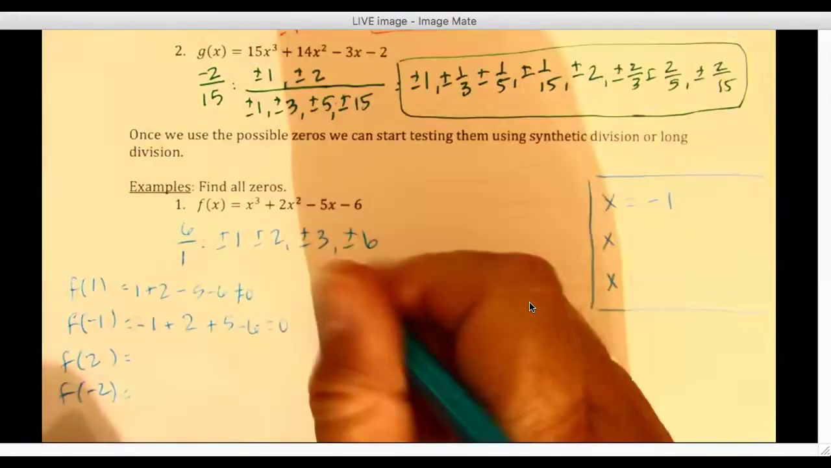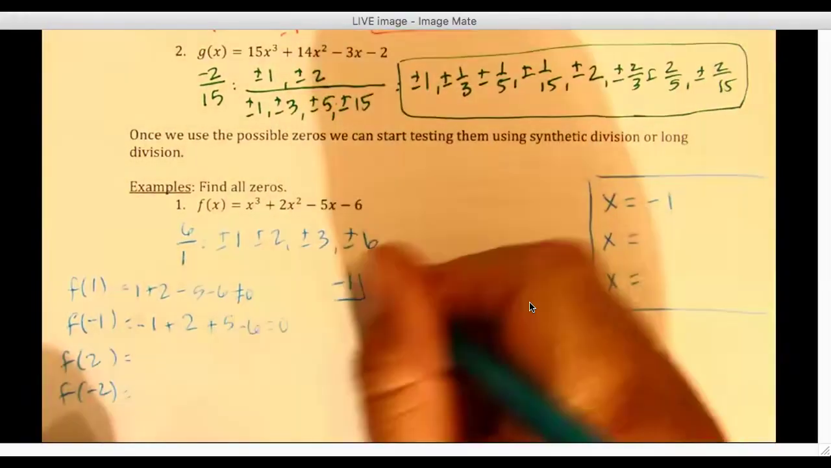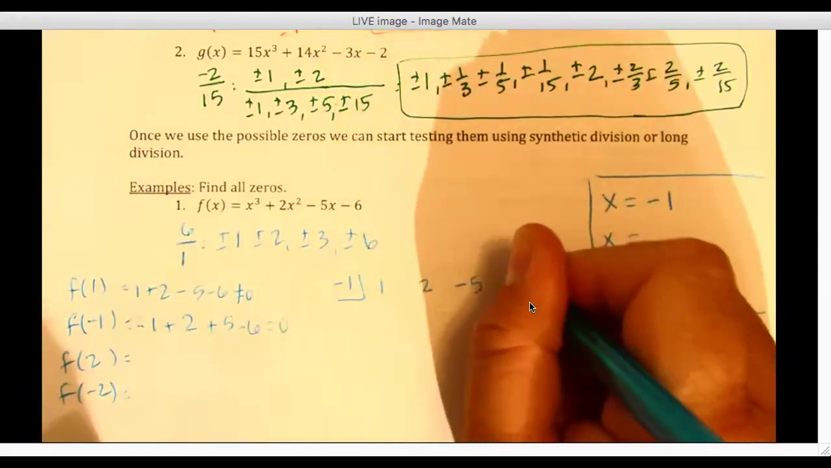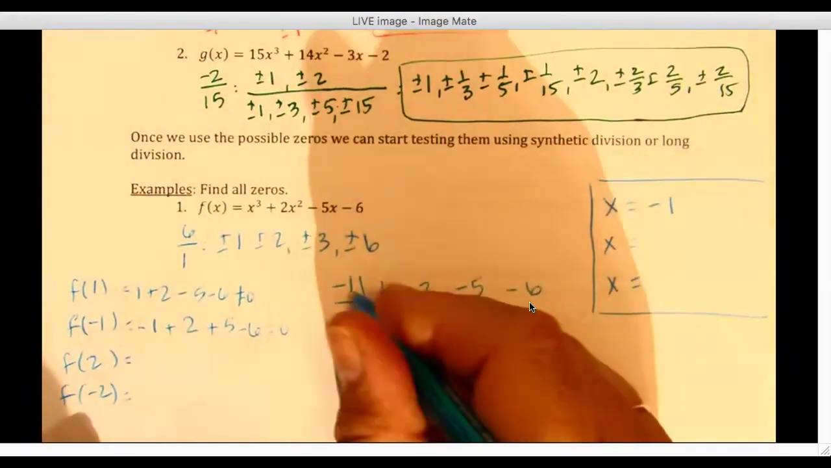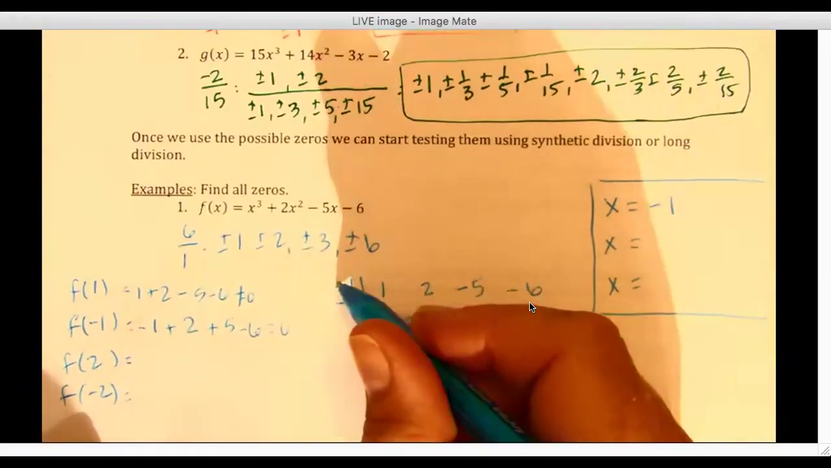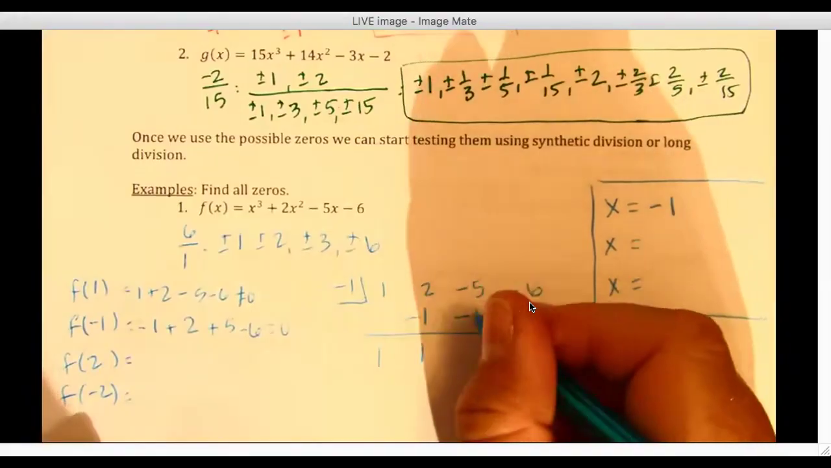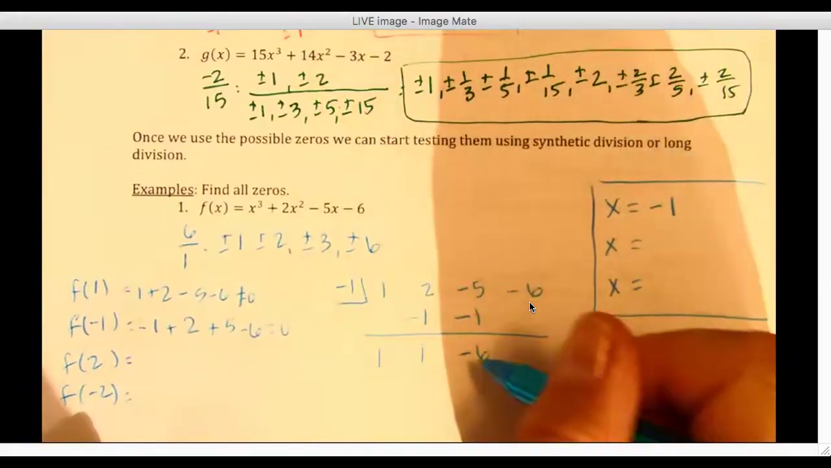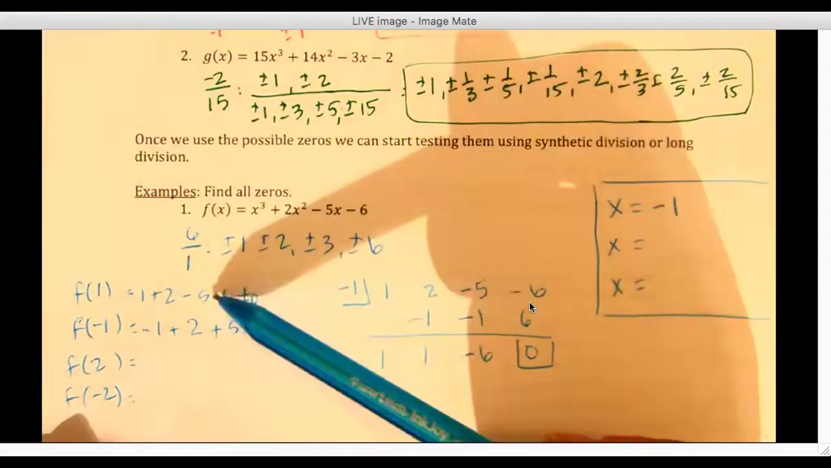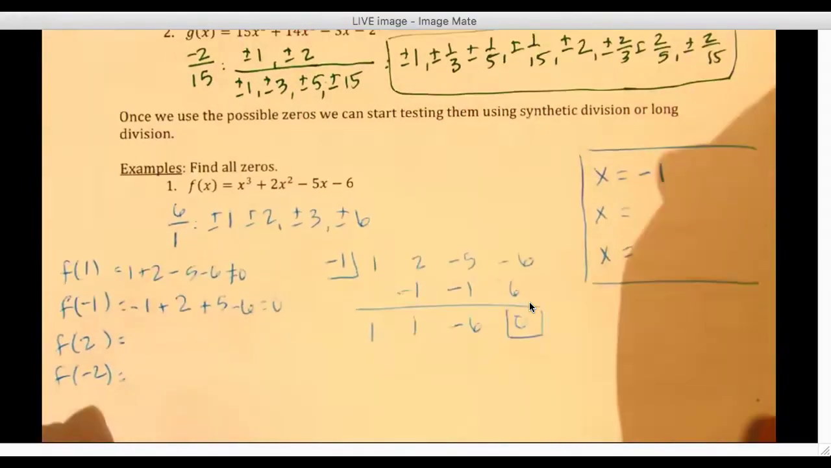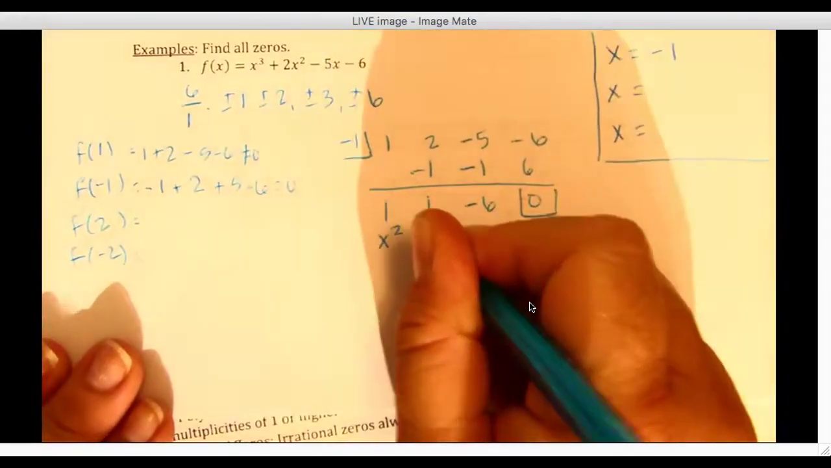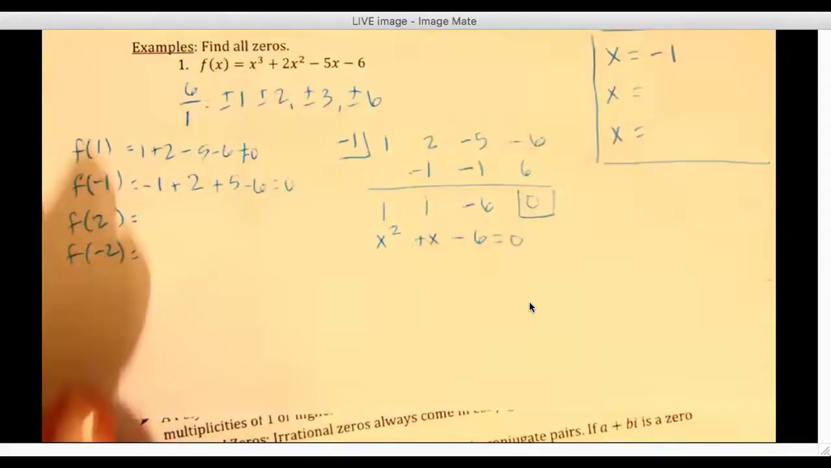And once I find one that works, I can divide using synthetic division and see what my smaller polynomial is. So bringing down my 1, -1 times 1 is -1. 2 plus -1 is 1. -1 times 1 is -1. -5 plus -1 is -6. -1 times -6 is +6, and we get a remainder of 0, which is what we expected because it is a root. It should divide evenly. And the polynomial that I'm left with is x squared plus x minus 6 equals 0.